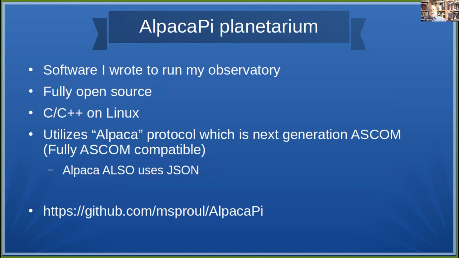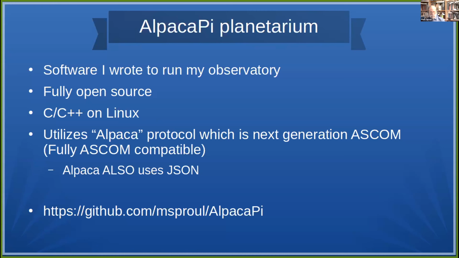Now we get into the part that I like, the software. So this is what I've done, my program. This is my planetarium program and full control system that runs everything. It's all open source. I've got the link at the bottom of the page where you can get it. It's all C and C++. Currently, it's a little over 200,000 lines of C++ code. And it uses the Alpaca protocol, which is part of the ASCOM family, but it's not restricted to Windows. I do not use Windows at all.